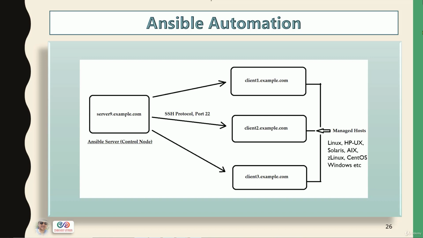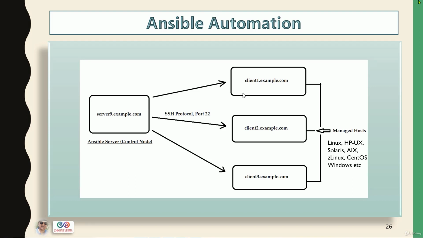So very first step, I have to choose one server, and that server is going to be the control node on which I am going to install the Ansible software. And from that server I am going to manage all my clients. Now you can see in the PPT, here I have chosen server9.example.com. This server is my control node on which I am going to install Ansible. And from this server I am going to manage all my clients.